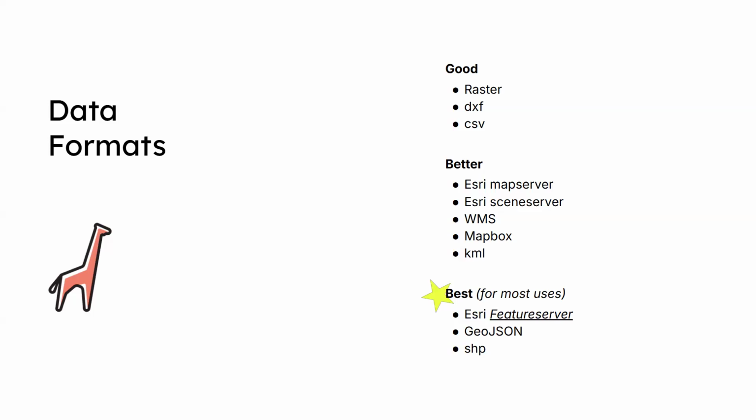The reason I only put those in the good category is because they all require quite a bit of work before you can bring them into Giraffe. So a raster is obviously not geolocated. It's just basically representing a piece of paper. So when you bring it into Giraffe, you have to scale it and move it into place and rotate it around. So that takes a little bit of work to make sure that it's in the right spot.